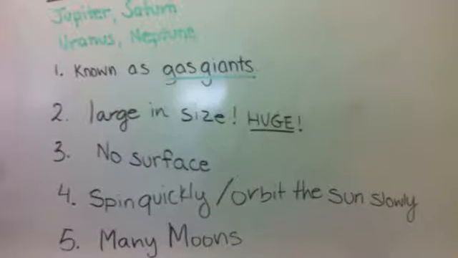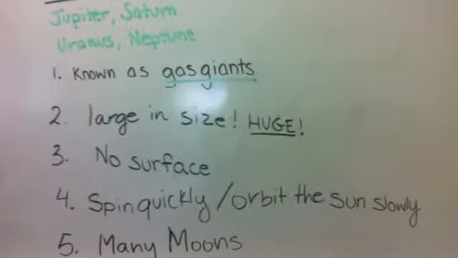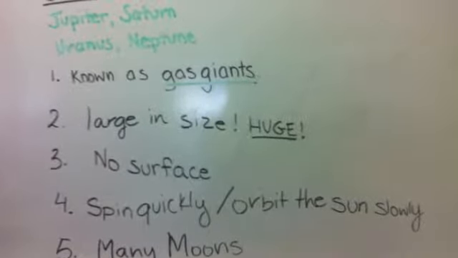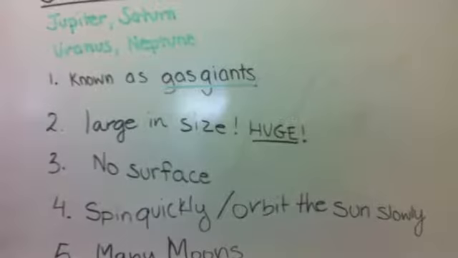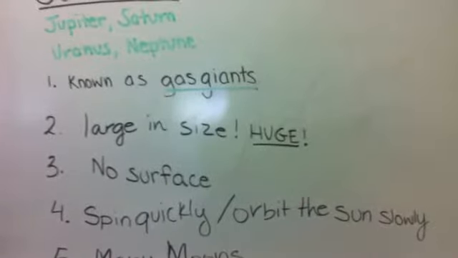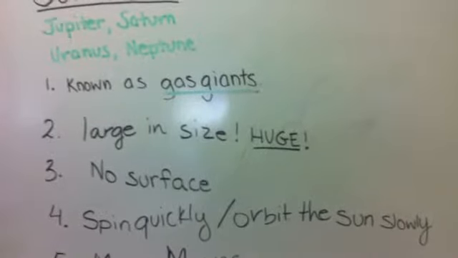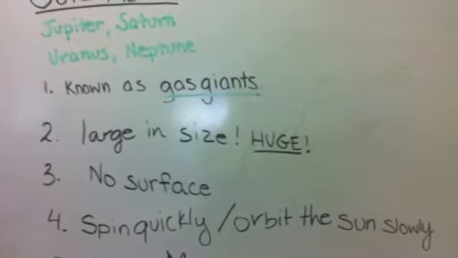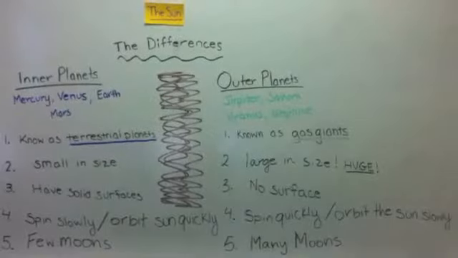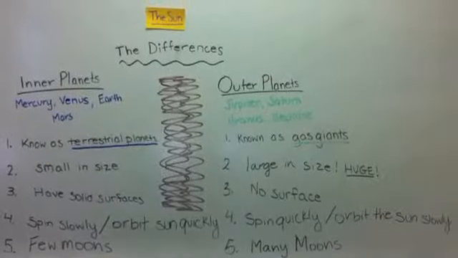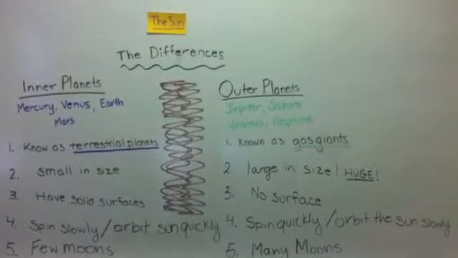The outer planets have many moons. Jupiter has 63, Saturn has 60, Uranus has 27, and Neptune has 13, compared to the inner planets' 3 moons altogether. Here is the finished product of the differences between inner and outer planets.